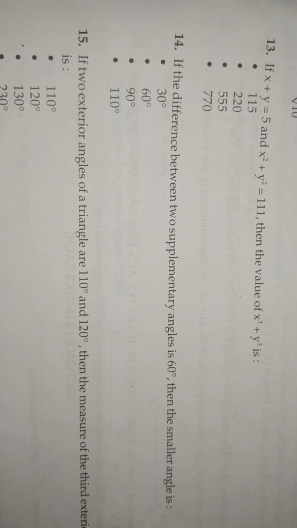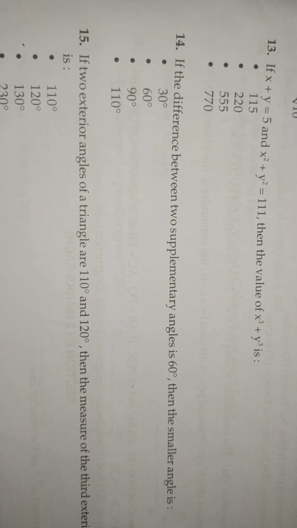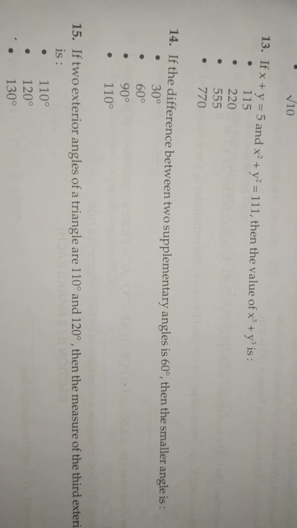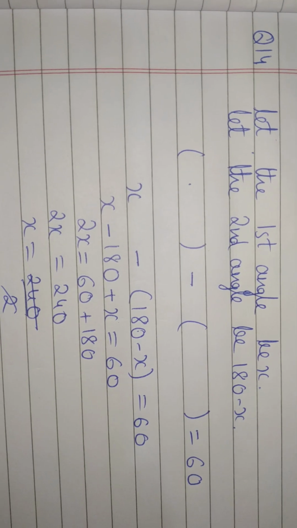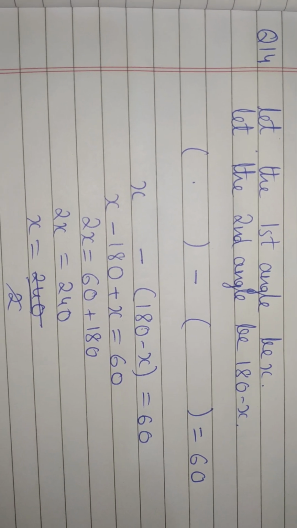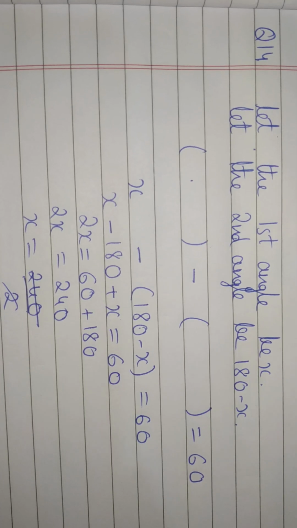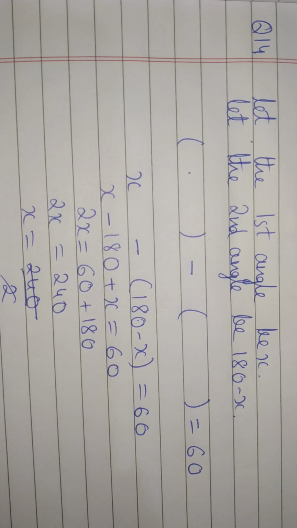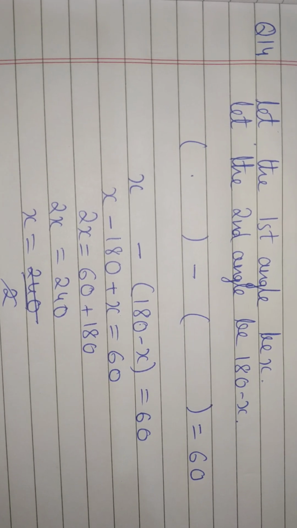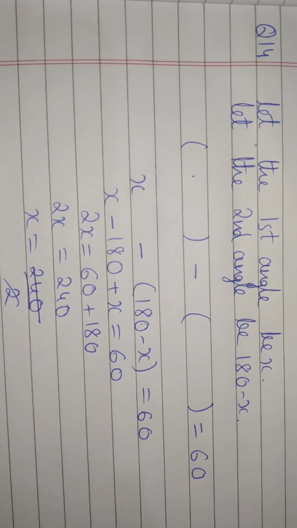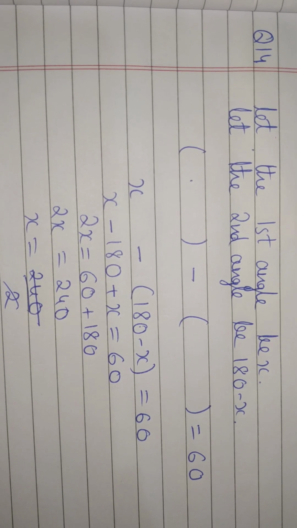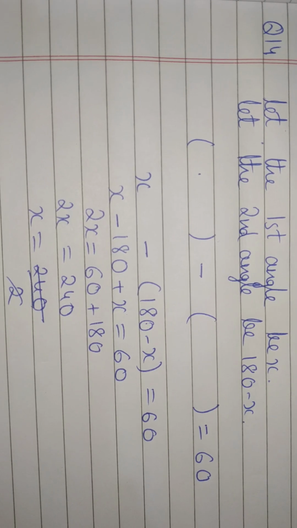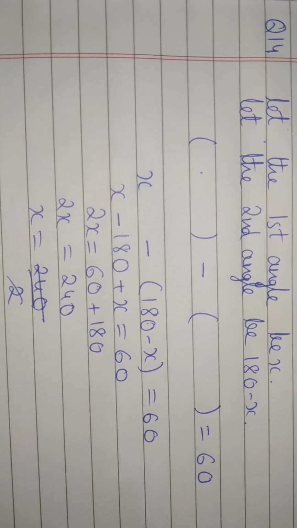If the difference between two supplementary angles is 60, then the smaller angle is, so we need to find the smaller angle. Okay, let the first angle be x, let the second angle be 180 minus x. In the question they have given us the difference between the two supplementary angles is 60. Means what? If we subtract two angles, we'll get the answer 60. So first angle is my x, the second angle will be 180 minus x.